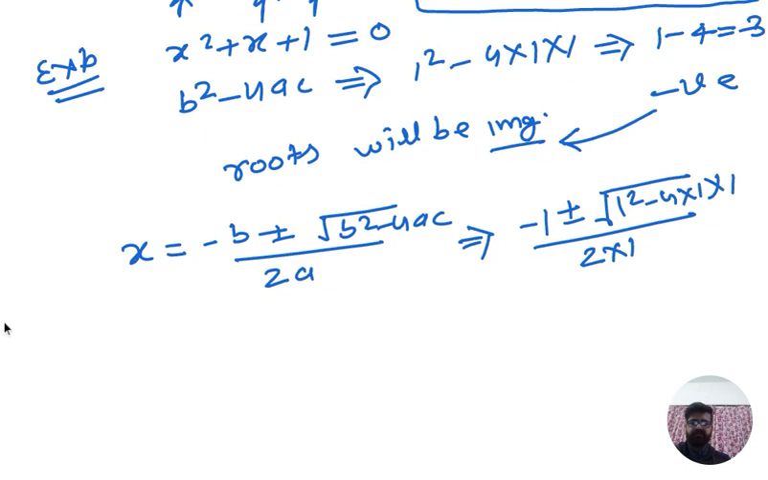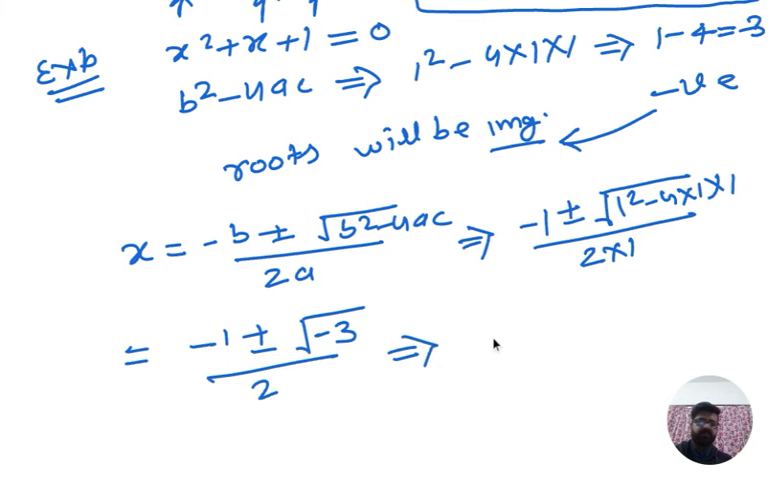Okay, now you will see minus 1 plus minus, and here 1 square is 1 and minus 4 here will be the minus 3. Yes, and this is 2. Now I can write down this minus 1 plus minus under root 3 in the form of minus 1 and under root 3.